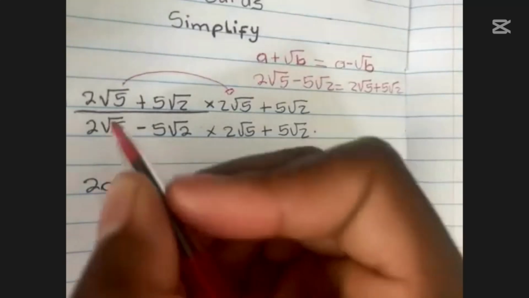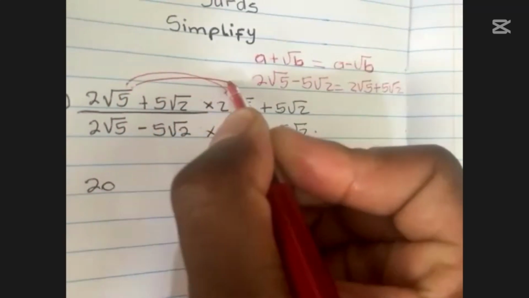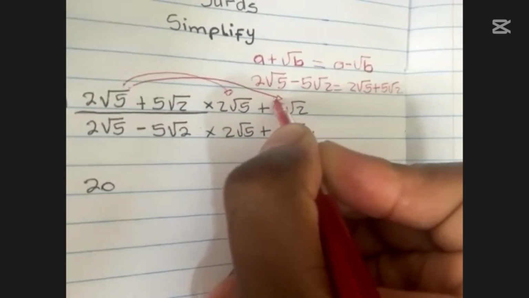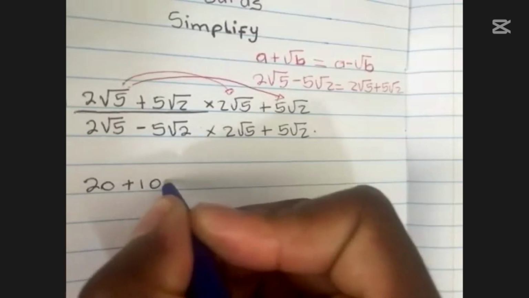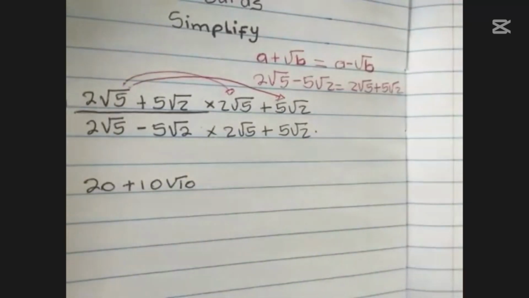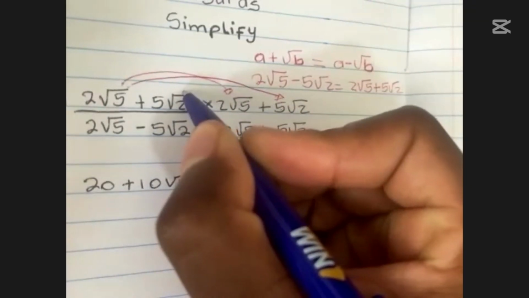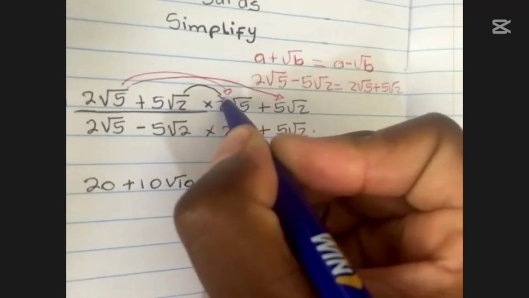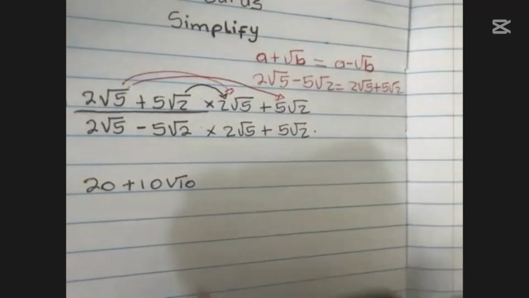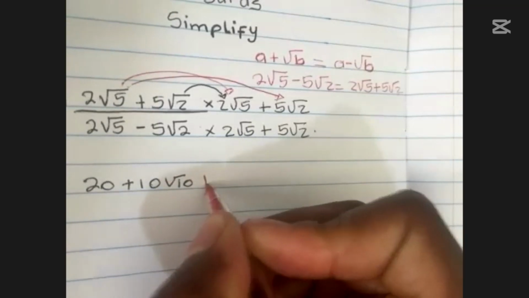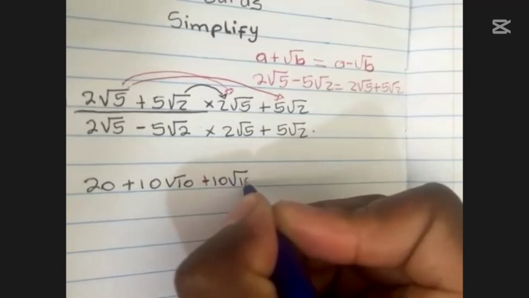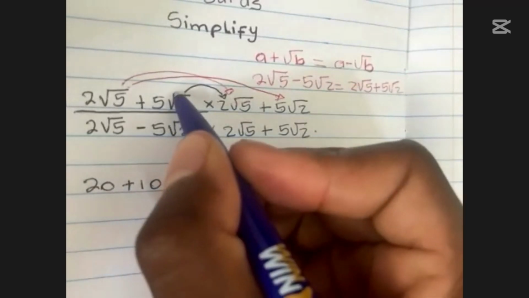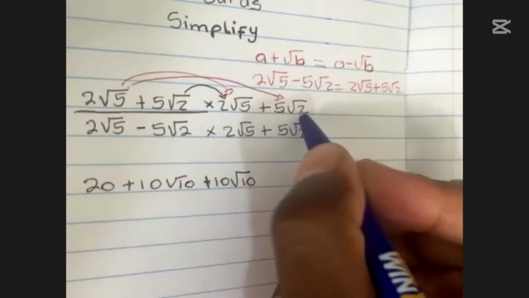And then 2√5 times 5√2, you are going to get 10√10. We are going to do the same thing with this one as well. 5√2 times 2√5, what are we going to get? We are going to get still a plus 10√10. And then we are going to say 5√2 times 5√2.